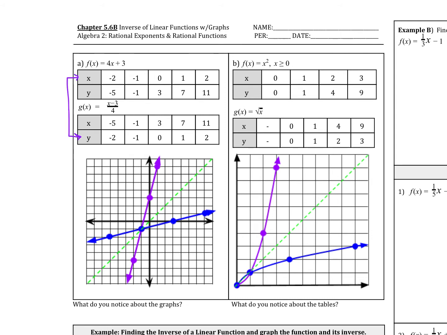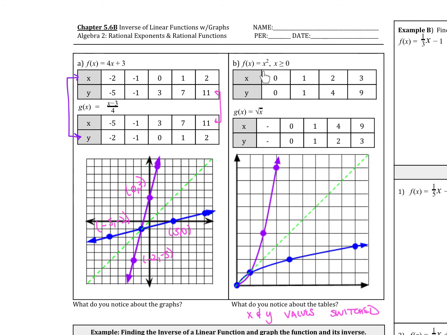And so think about when we find inverses of functions, if you did the last video, after we change f of x to y, we always switch the roles of x and y. And notice that that's what happens here graphically. If I were to label this point here, this is 3, 0. This point up here is 0, 3. So it would be true for all of these points. So this would be negative 2, negative 5, and up here would be negative 5, negative 2. All of those values are switched. So what do you notice about the tables? X and y values are flipped or switched, always for our inverse functions.